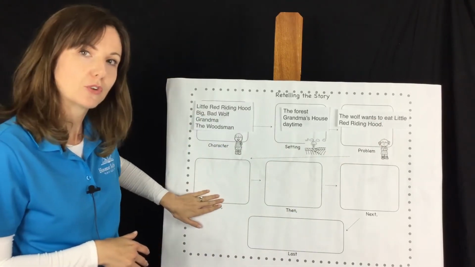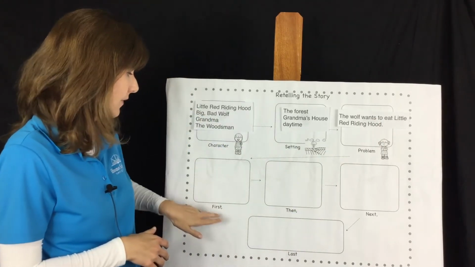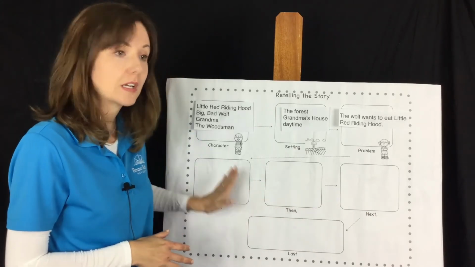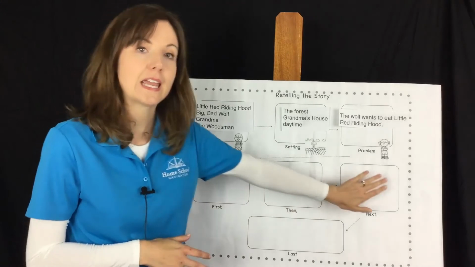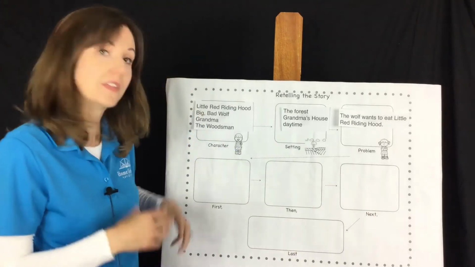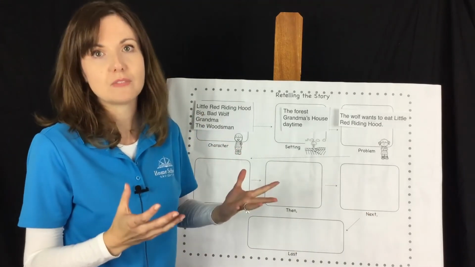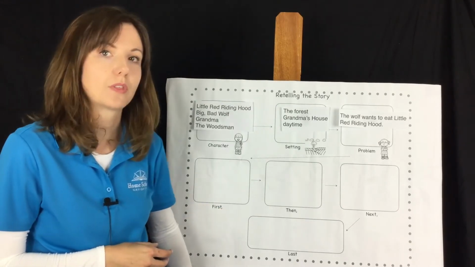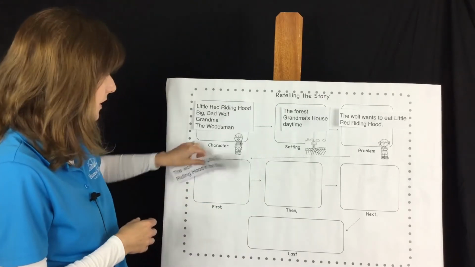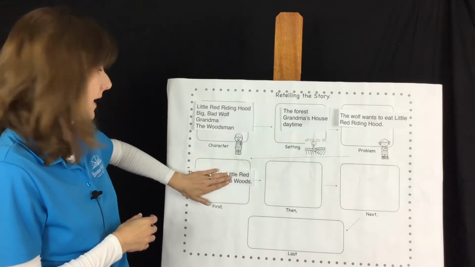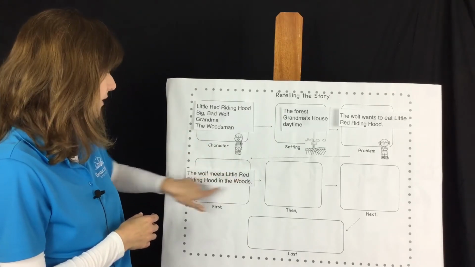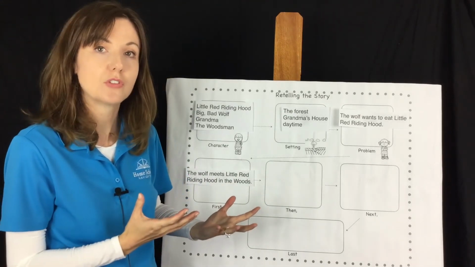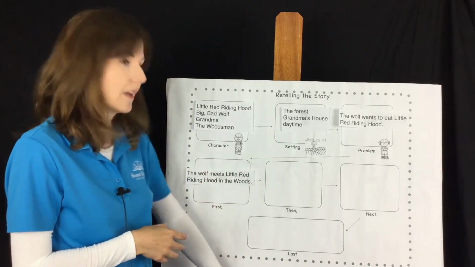Down here at the bottom of your chart, you'll see that we have first, then, next, last. We're going to put the events of the story in order. And these are only the most important, the biggest events in the story. So what happens first? Okay, we'll think back to the story. What happens first? We've got Little Red Riding Hood, and the wolf meets Little Red Riding Hood in the woods. We could say that happens first off in the story. He meets her in the woods.